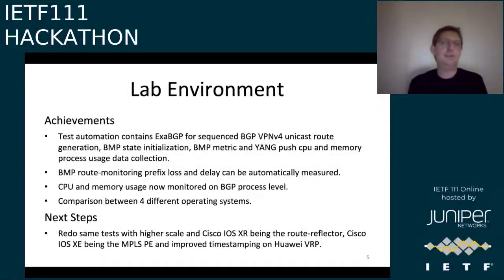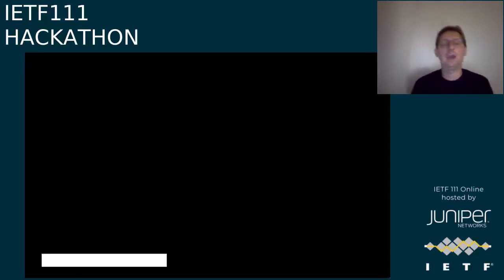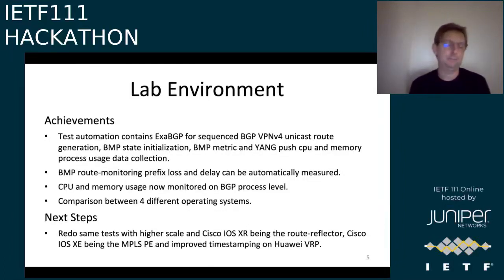So what we achieved this time is that the automation continued. So we continued to improve the test bed. So now including also different scenarios where we have a stable BGP environment versus also initiating the peerings again, so we can compare what's the difference between the two. We are measuring through YANG push the CPU and memory consumption on the BGP process, and have now also a comparison between the 4 different operating systems.